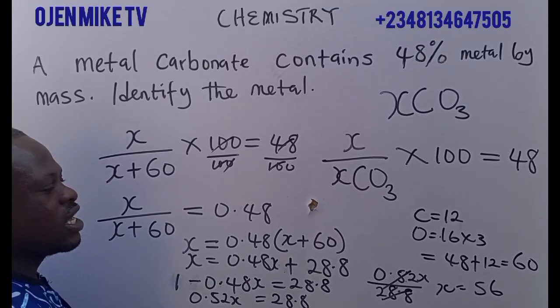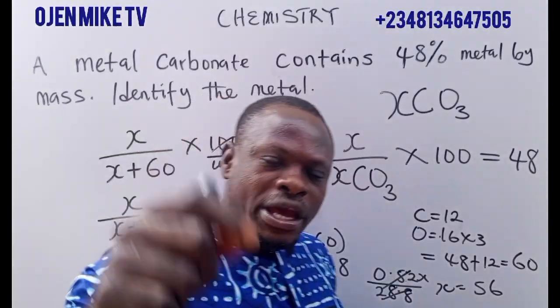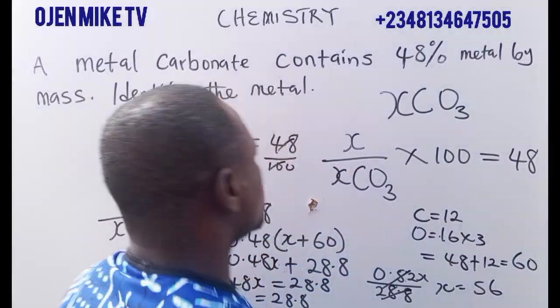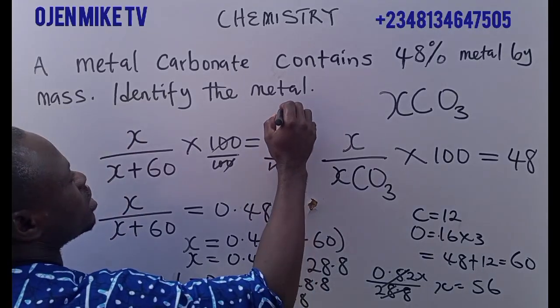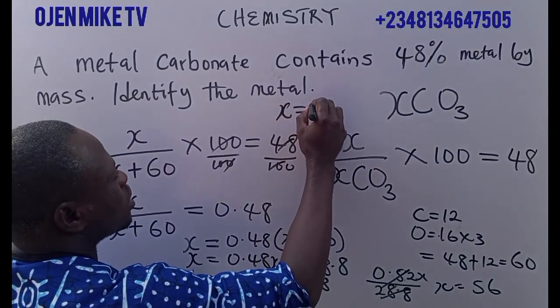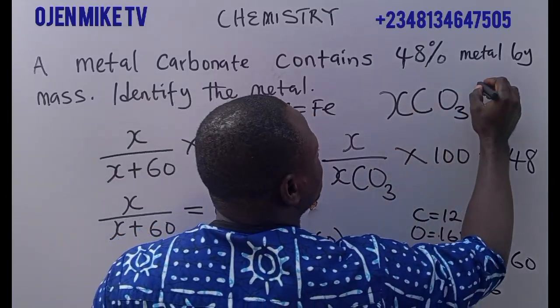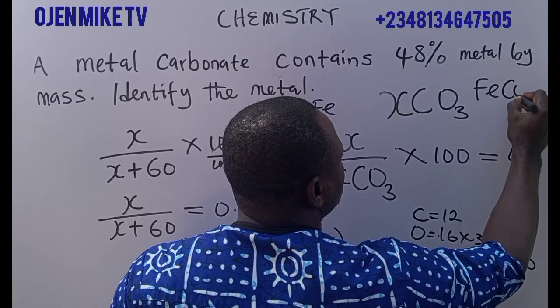All right. Now what element has atomic mass of 56? Of course, that element is iron. So X is equal to iron. So this compound can be written as FeCO3.